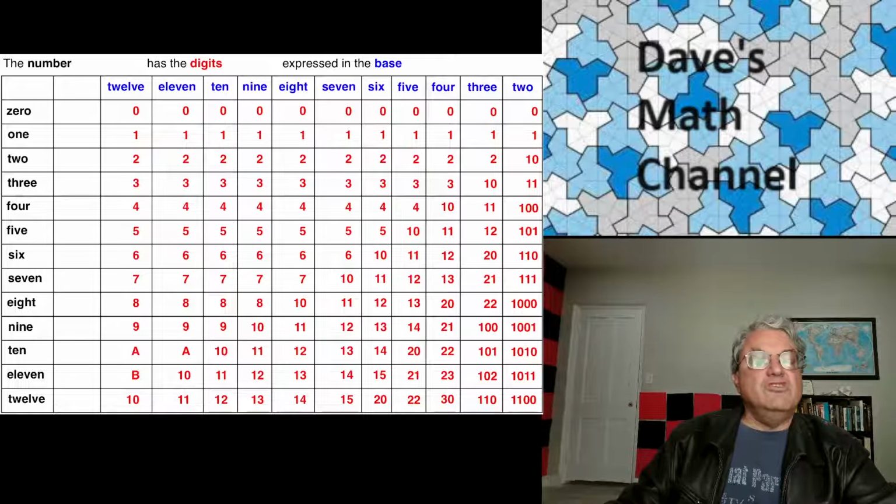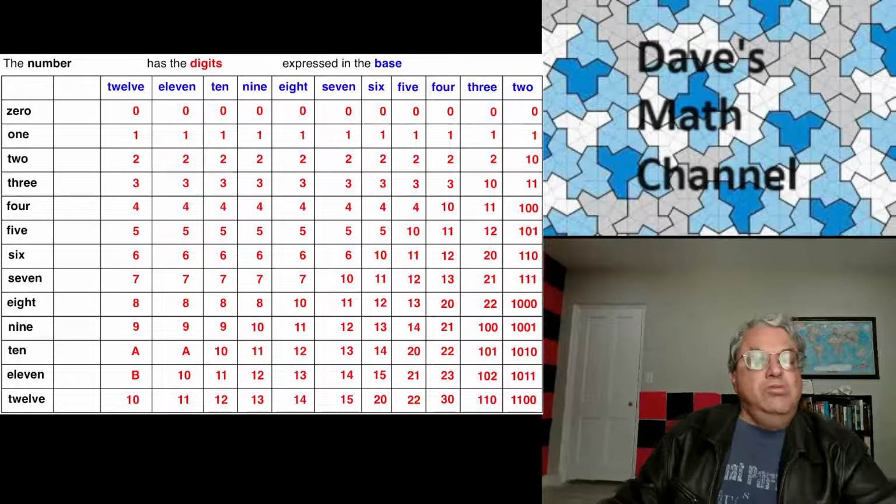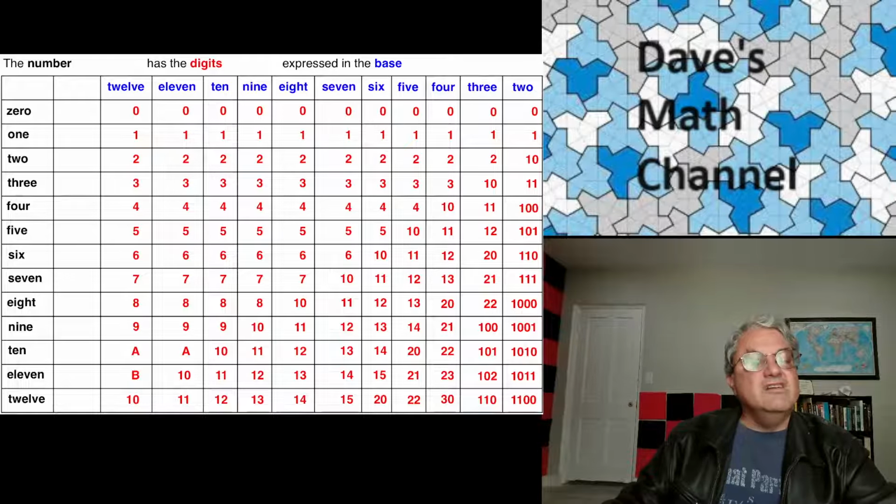And you do the same thing in all the other bases. It's just that instead of stopping at 10, as you did with base 10, you stop at your base. So these columns go through the bases in decreasing order. They start at base 12.